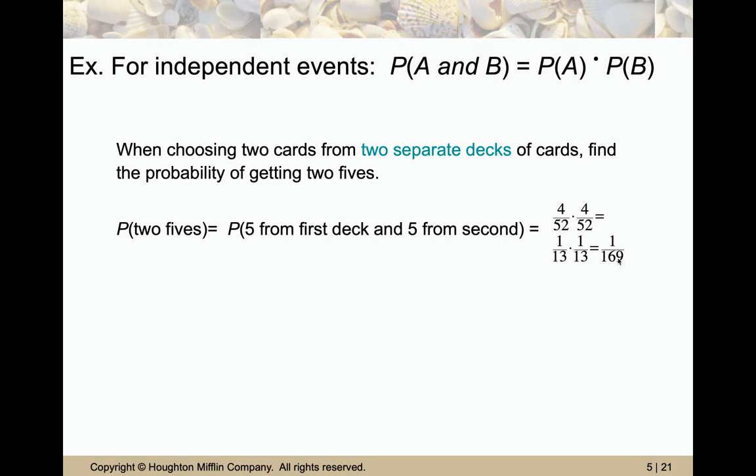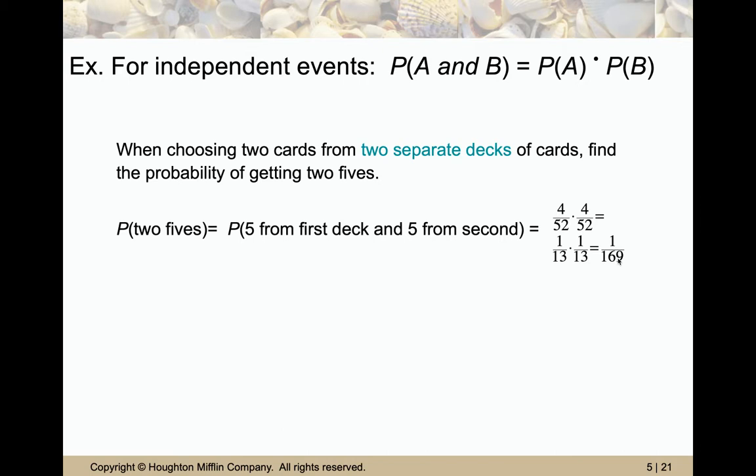Okay, so when choosing two cards from two separate decks, I have two decks of just standard cards, and I want to know the probability of getting two 5s. Since we're pulling the cards from two separate decks, the probability of drawing a 5 from the first deck is 4 out of 52, because there's 4 5s out of a set of 52 cards. And then from the second deck, it is still 4 out of 52.